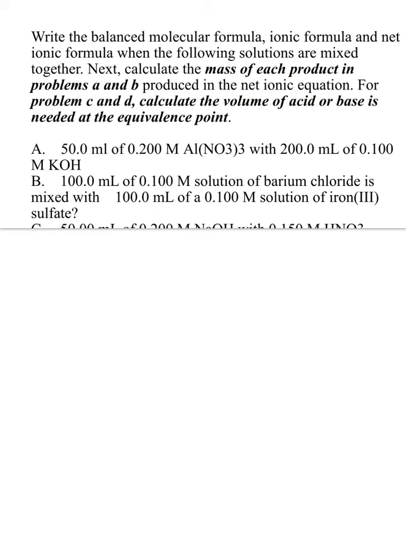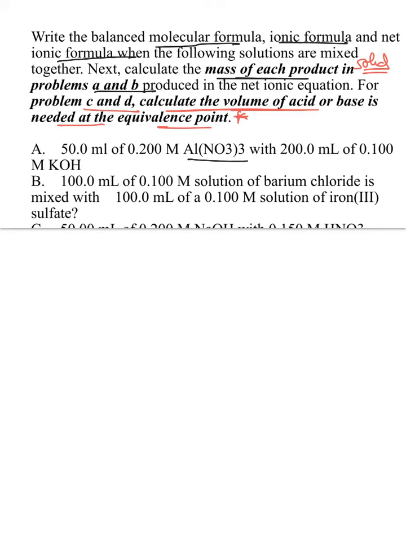Okay, the next problem we have is writing balanced molecular formulas, ionic formulas, and net ionic formulas. And then for the first two, we're going to calculate the mass of each product. So we're going to look for a solid that's produced, and we're going to calculate the grams of that. And then for problems C and D, we're going to calculate the volume of acid or base that's needed at the equivalence point. Be able to do this, recognize that it's an acid-base reaction, and be able to calculate that volume for your exam on Monday.